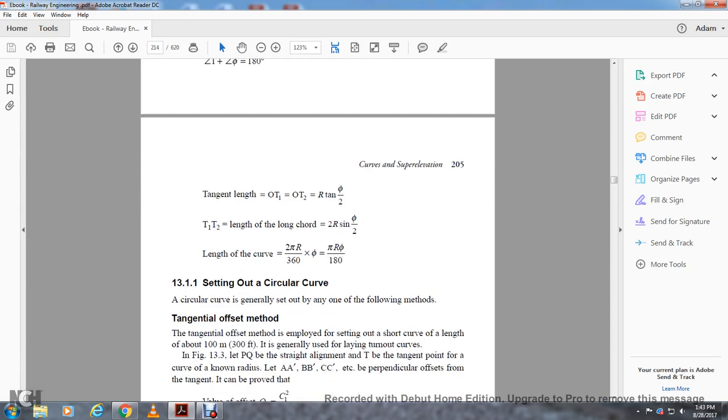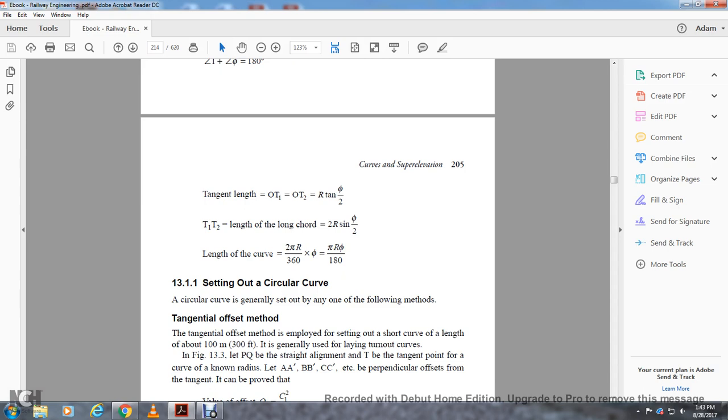13.1.1 Setting out the circular curve. The circular curve is generally set out by any of the following methods. The tangent offset method. The offset method is employed for setting out short curves of length up to 100 meters or 300 feet, and is generally used with turnout curves. In figure 13.3, PQ is a straight alignment with the tangent point T, the tangent point of the curve with known radius.